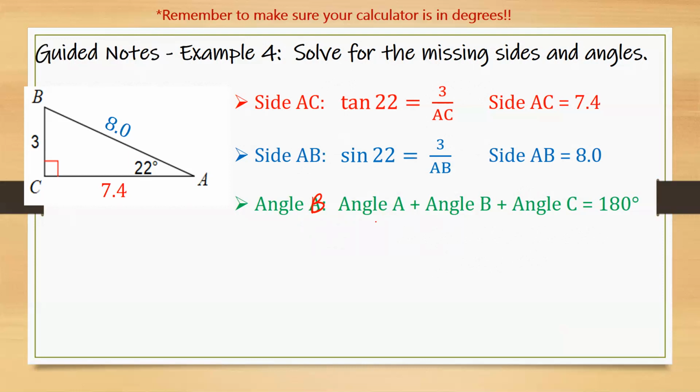So for this one right here, we're going to say 22 plus angle B plus 90 degrees is equal to 180. 22 plus 90 is 112. So angle B plus 112 equals 180. So I'm going to subtract 112 from 180. And when I do that, I'm going to get 68. So I know that angle B is 68 degrees.